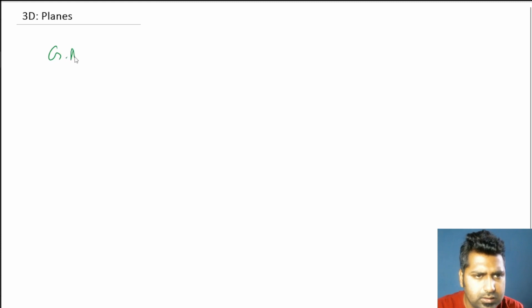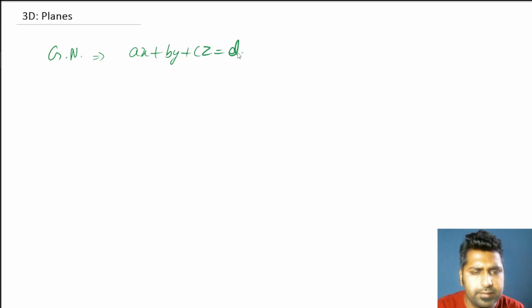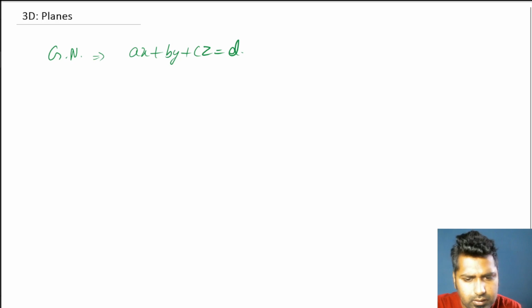Let's start with the basics. First of all, I'll introduce the general form of plane, the general equation that will usually be given to you. So any equation of a plane will be in this form: Ax + By + Cz = d. A, B, C are some coefficients. This is just an idea.